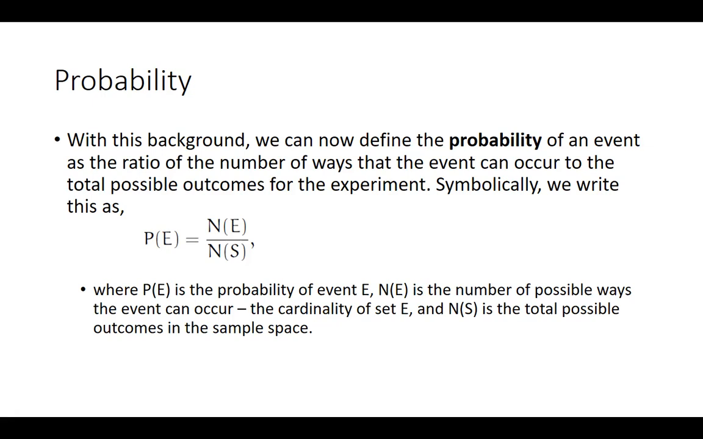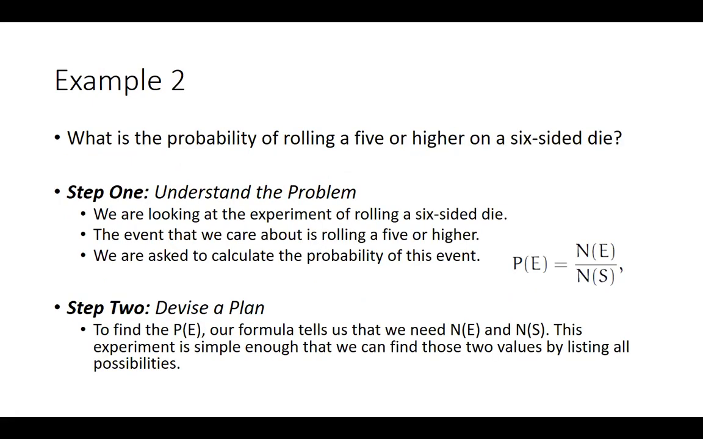Let's look at another example, example 2. What is the probability of rolling a 5 or higher on a 6-sided die? So our 4-step problem-solving process. Step 1, understand the problem. We're looking at the experiment of rolling a 6-sided die. The event that we care about is rolling a 5 or higher, and we're asked to calculate the probability of this event. We would use our probability formula, P of E equals N of E over N of S.